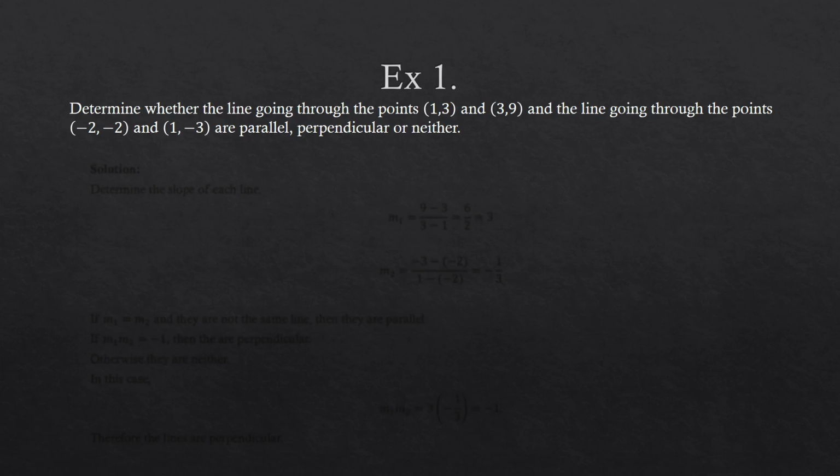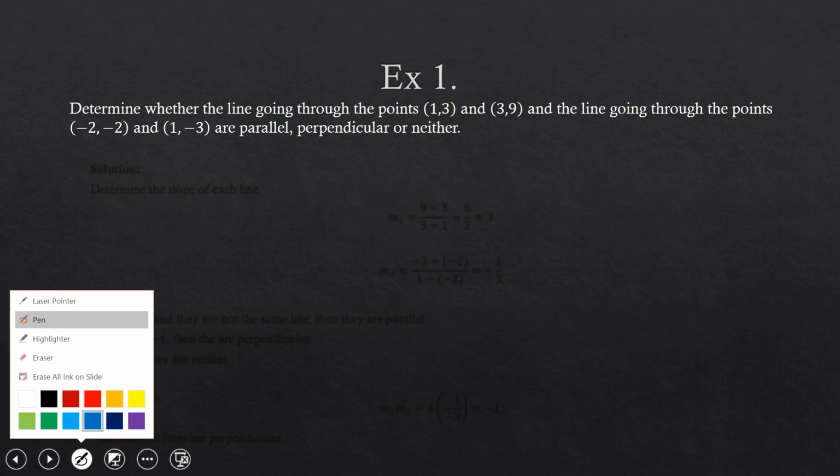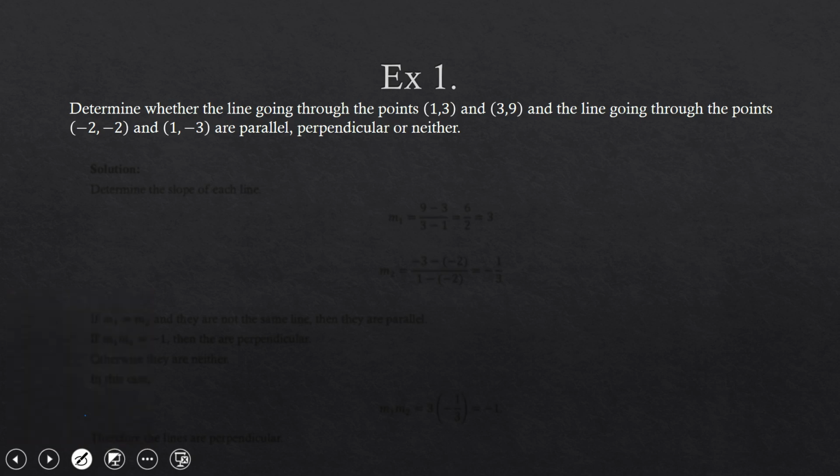Okay, so let's go through a couple of concrete examples using those facts from parallel and perpendicular lines. Now remember, what we got was that if L1 and L2 are parallel, then you know their slopes are the same, M1 equals M2. And vice versa. If you've got two lines that have the same slope and are distinct, then they are parallel lines.